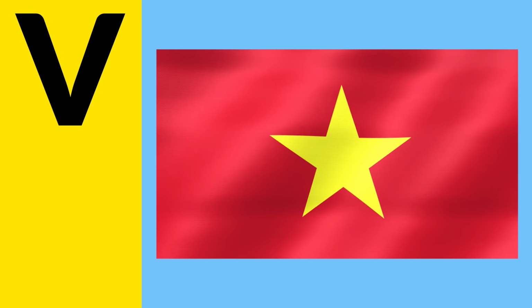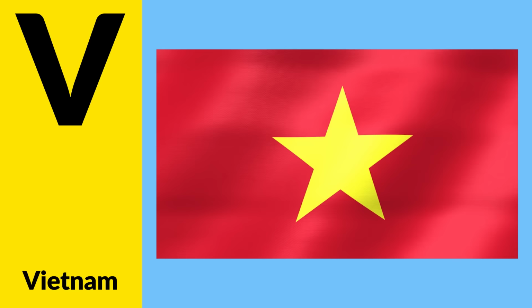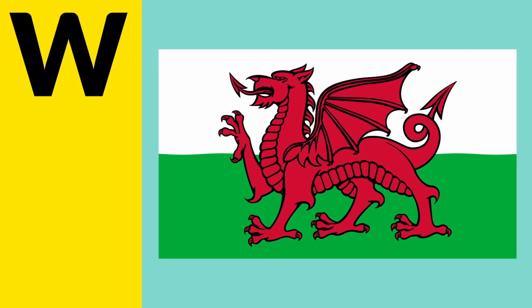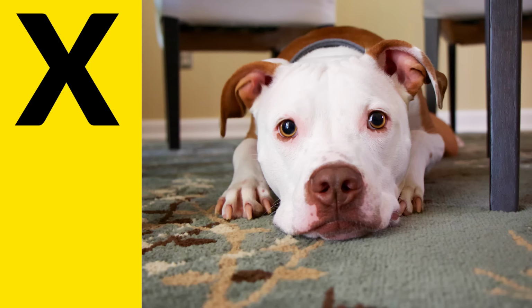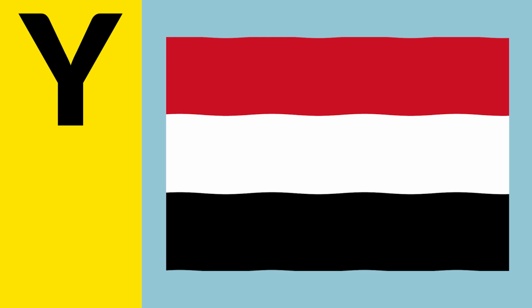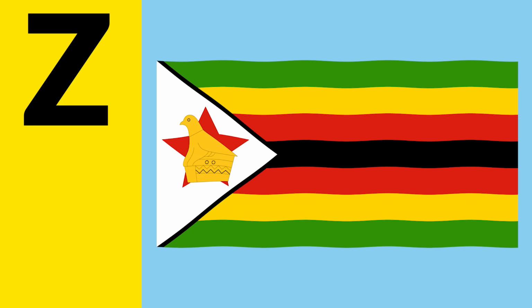V is for Vietnam. W is for Wales. X. There are no countries starting with the letter X. Y is for Yemen. Z is for Zimbabwe.